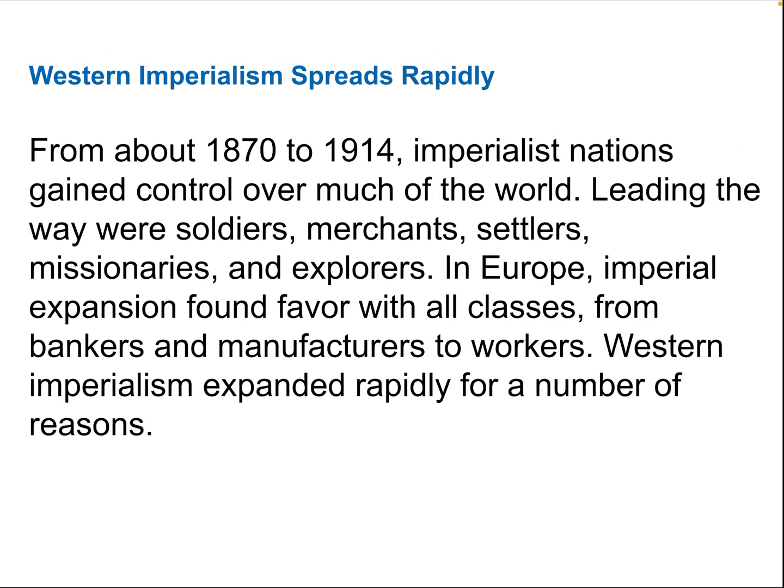All right, so let's talk about how Western imperialism spreads rapidly. From about 1870 to about 1914, imperialist nations gained control over much of the world. Leading the way were soldiers, merchants, settlers, missionaries, and explorers. In Europe, imperial expansion found favor in all classes, from bankers to manufacturing workers. European imperialism expanded rapidly for a number of reasons. So let's look at those reasons.